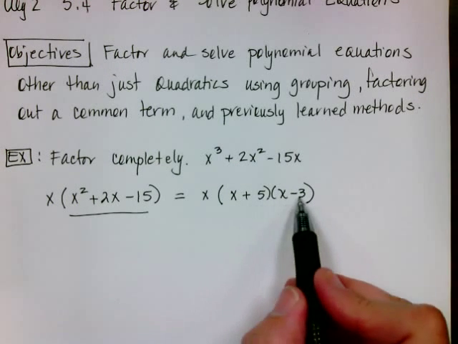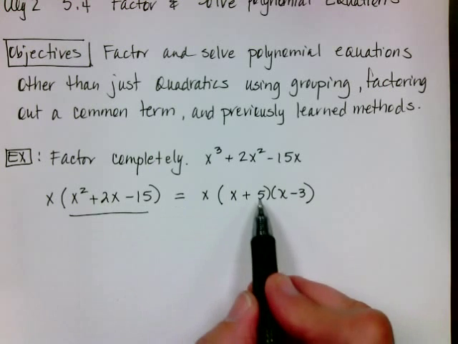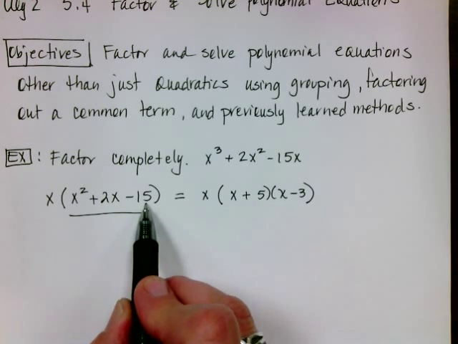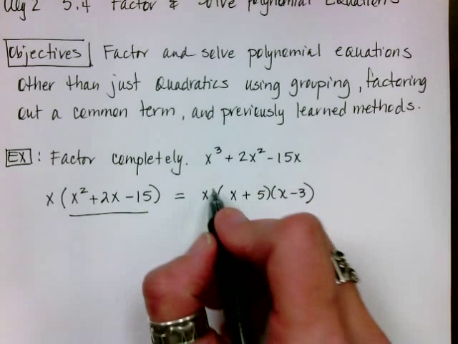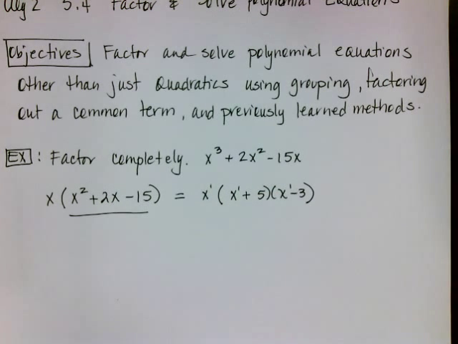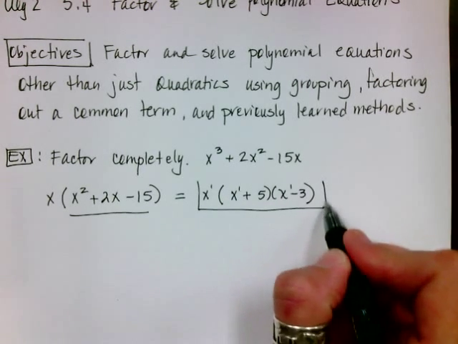Okay. Notice that 5 minus 3 gives me the 2, and 5 times the negative 3 gives me my negative 15. My factors are all linear, meaning they all have a degree of 1, so there's nothing else that I can do. So this one is done. Yay!